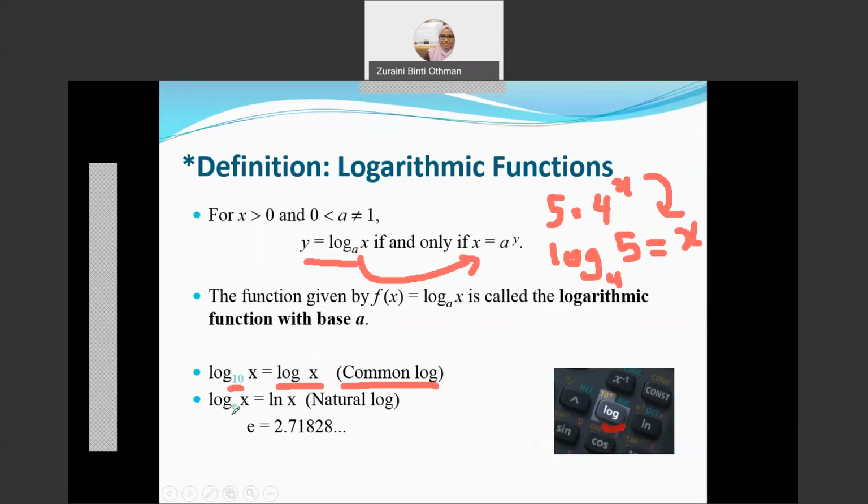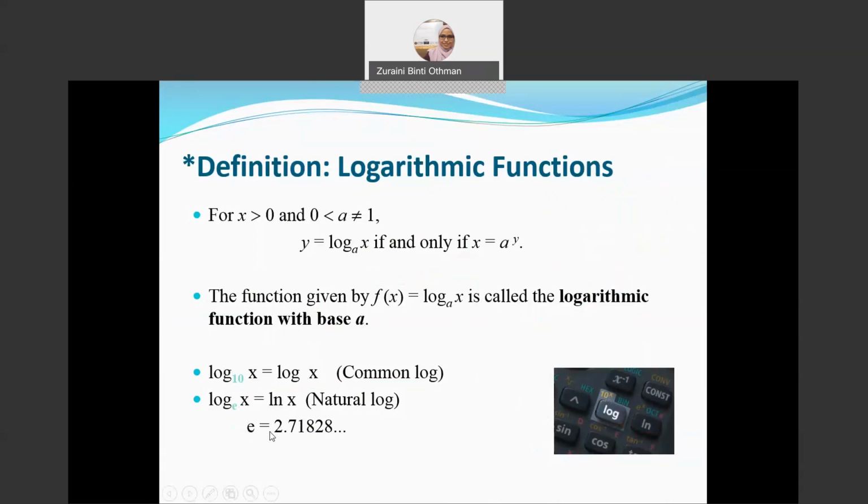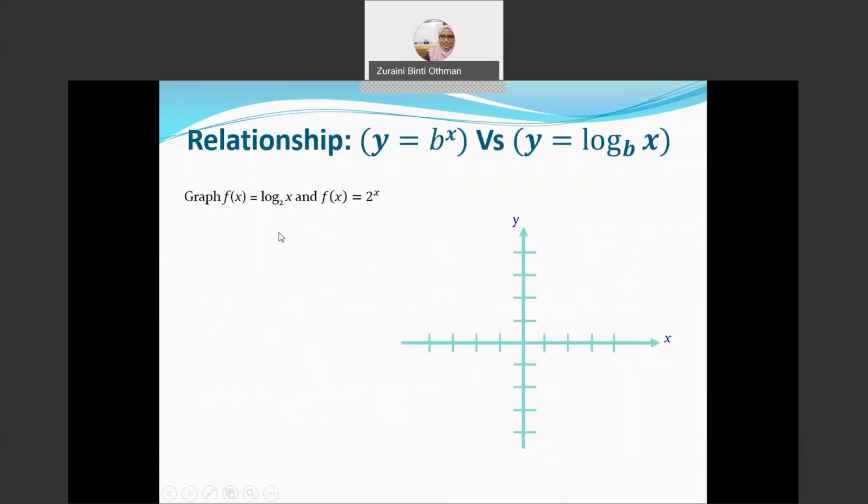For the log base exponent, we have the natural logarithm, which is ln. Ln is log base e, which we call ln. It is ln, not in. Now, e is a number, as I said earlier, and the number e is 2.718228. This is the graph for the logarithmic function.